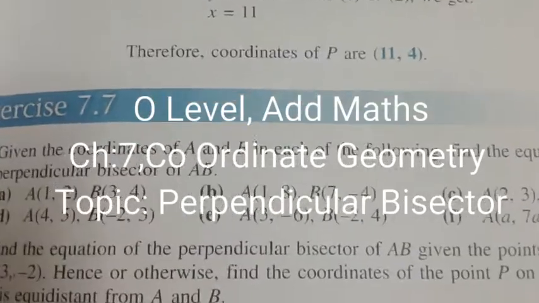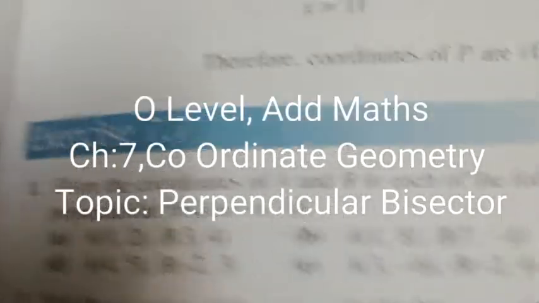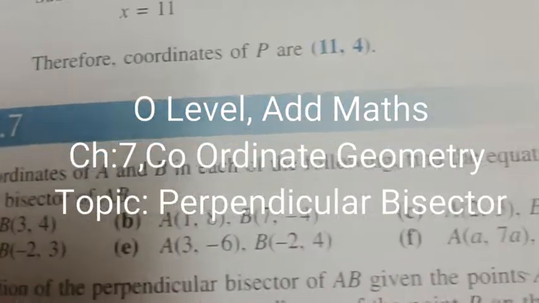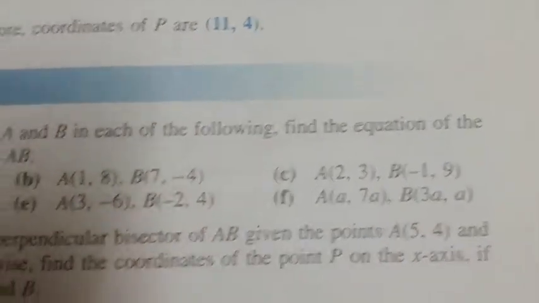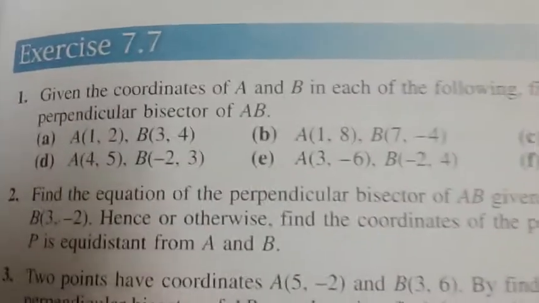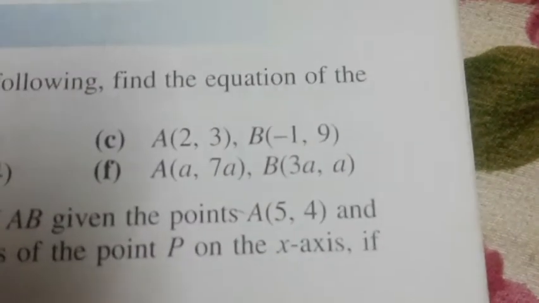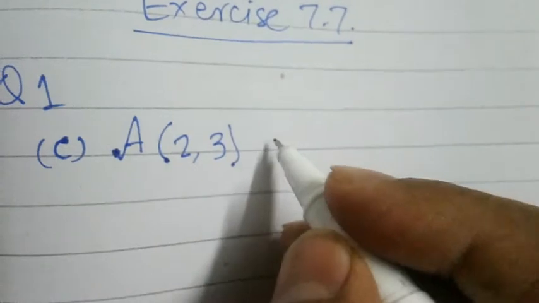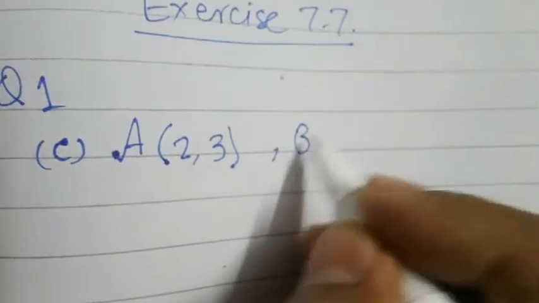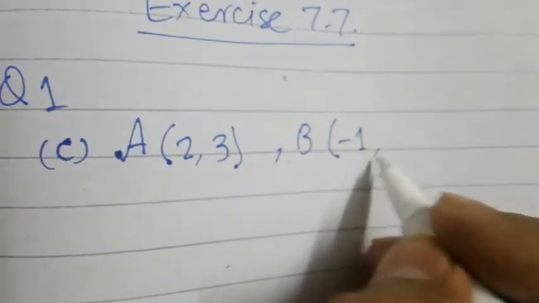Now we take question number 1. Given the coordinates of A and B in each of the following, find the equation of the perpendicular bisector of AB. We take part C to solve. The coordinates of A are 2, 3 and the coordinates of B are -1, 9.